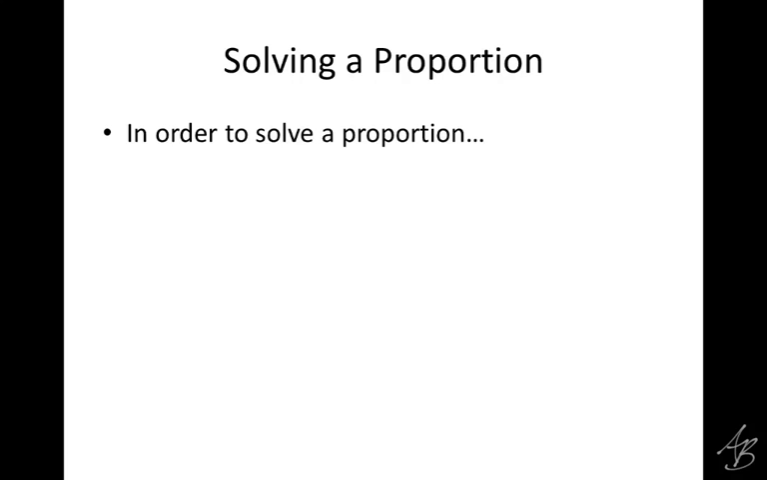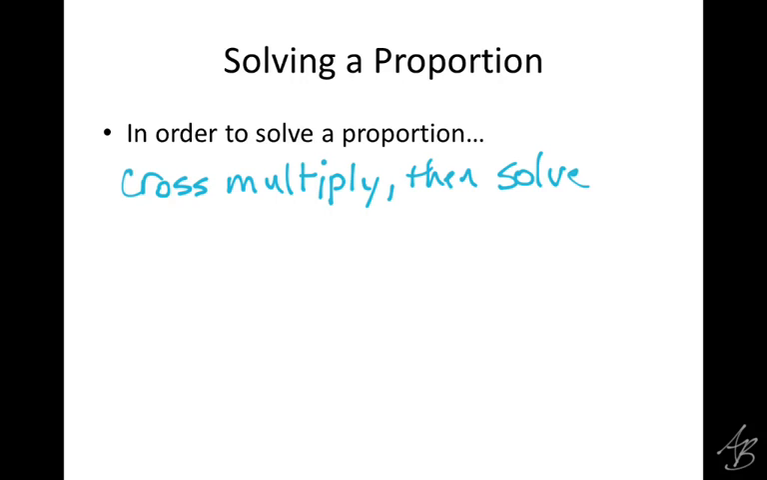So in order to solve a proportion, we're going to cross multiply. And then once we cross multiply, we won't be done, at least probably not. The other thing we'll have to do is we'll have to solve for the variable then. So cross multiply, then solve for the variable.